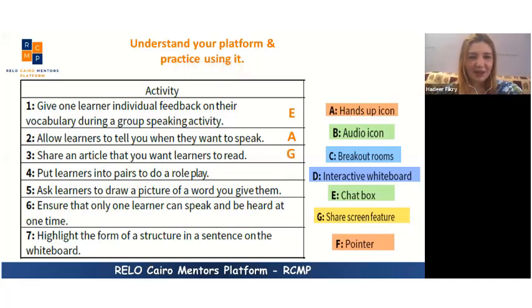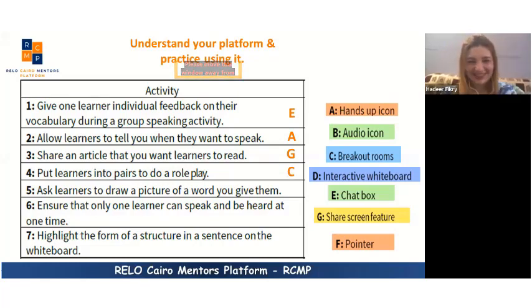Okay. How to put learners into pairs to do a role play. Guys, make sure they don't gossip, okay? How to put learners to make a role play under your supervision, of course. And you make sure that they are not chit-chatting, gossiping, or doing something outside the topic. Number four is? C, and it is C here. Thank you.